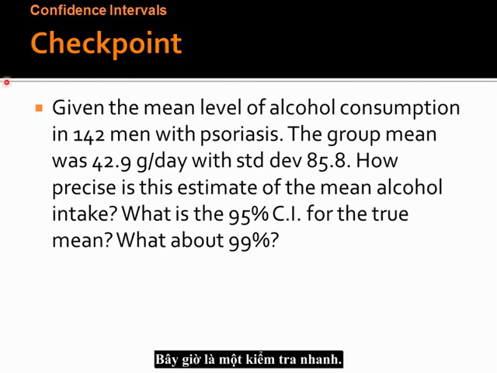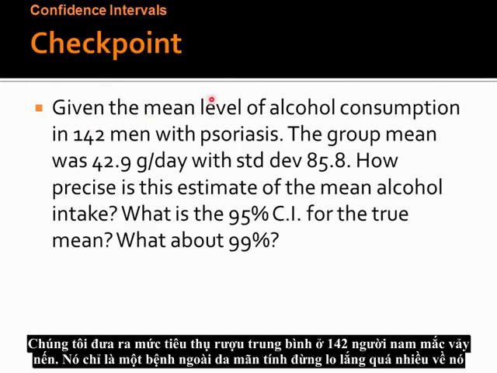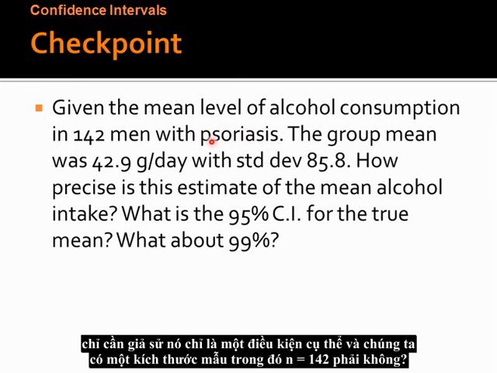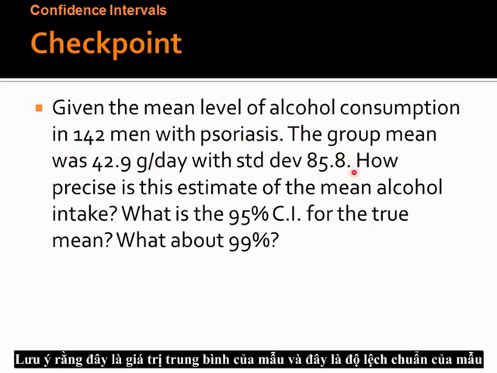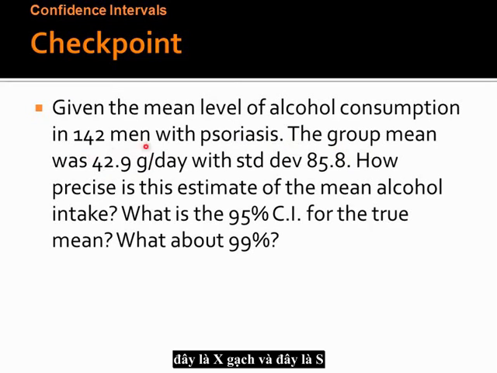Now a quick checkpoint. We are given the mean level of alcohol consumption in 142 men with psoriasis. Now this is just a chronic skin disease. Don't worry too much about it. Just assume it's a particular condition for now. So we have a sample size where n equals 142, right? The group mean is 42.9 grams per day with a standard deviation of 85.8. Now notice this is the sample mean and this is the sample standard deviation. Okay, this is x bar and this is S.